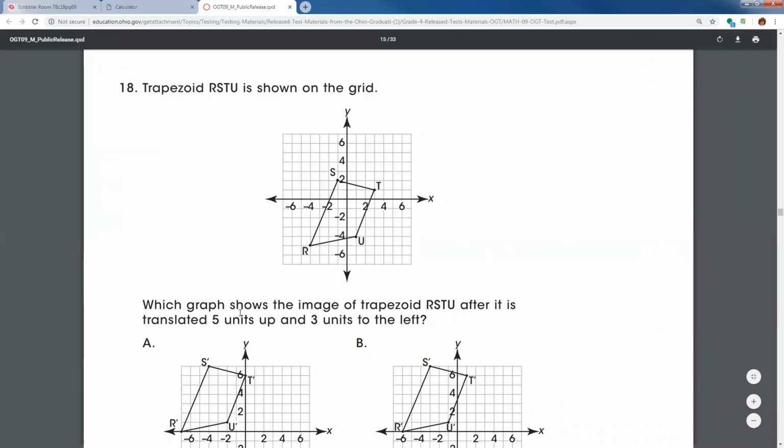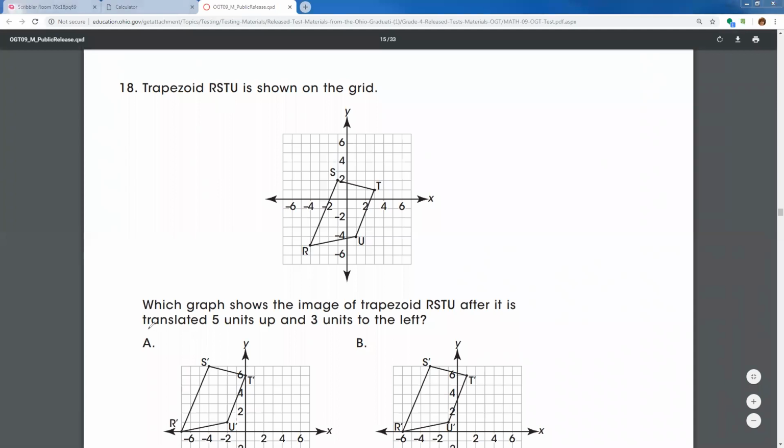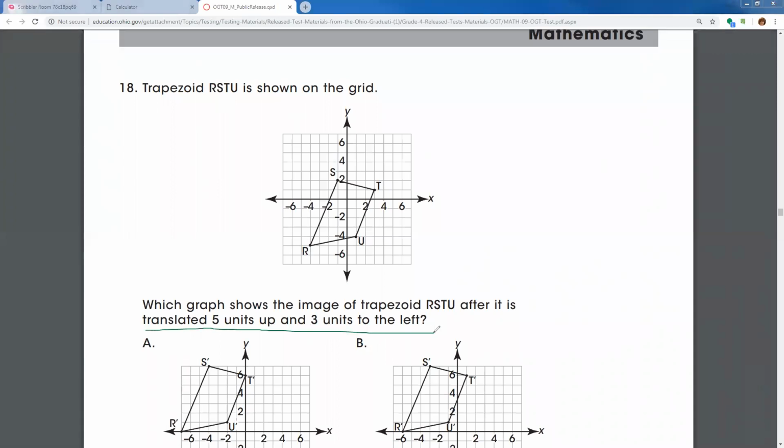Which graph shows the image of the trapezoid after it is translated 5 units up and 3 units to the left? So translation just means a slide. You basically count each one of your points, 5 up and 3 left. If we start at point S, I just go point by point and count 5 up, 3 left. When you count, where you start is actually 0. We don't say 1, 2. We say this is where I'm starting. Once I've made a move to the next line, that's 1, 2, 3, 4, 5, left 3.